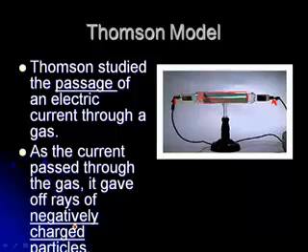And basically, there were lots of experiments that were done with these cathode ray tubes. They created one that had a little paddle wheel in it, and when they set it up and passed the current through it, the paddle wheel would rotate. And that basically told them that this beam has particles in it that have mass, because they're able to impact this paddle wheel and cause it to turn.